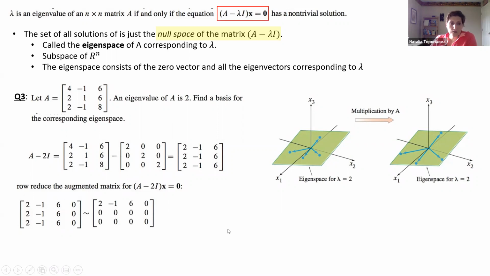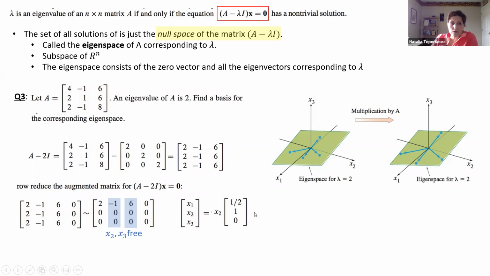We get 2 empty rows, which means that there are at least 2 free variables. Any 2 of the 3 variables can be free, but I'll choose x2 and x3. So we can write down our eigenvector x as a linear combination with the parameters x2 and x3 and some vectors.